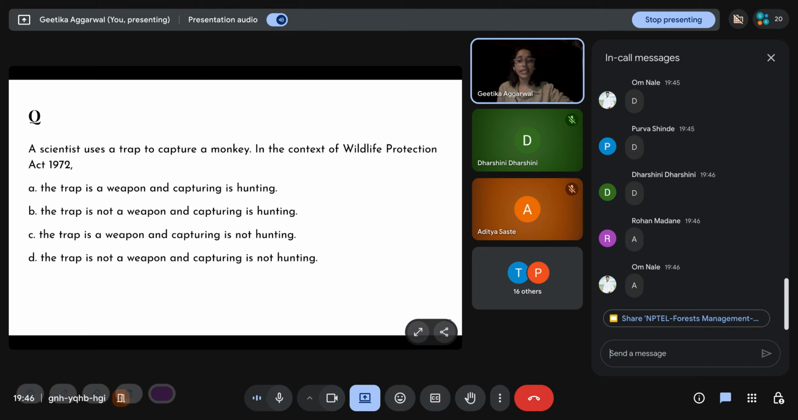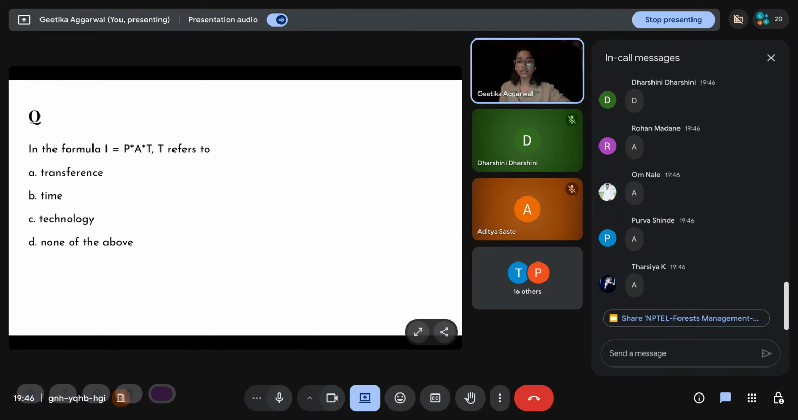Some people are saying it's A, the trap is a weapon and capturing is hunting. What do others think? Under the Wildlife Protection Act, we just discussed what all comes under hunting and what all comes under a weapon. So, yeah, you guys are correct. Basically, trap is a weapon and capturing is hunting under the Wildlife Protection Act.